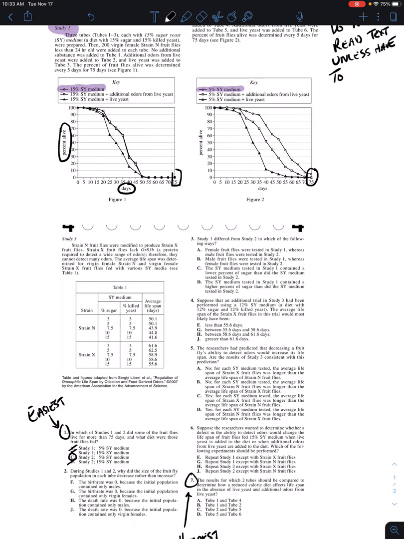So let's go to number 2. During studies 1 and 2, why did the size of the fruit fly population in each tube decrease rather than increase? F, the birth rate was 0 because the initial population contained only males. G, the birth rate was 0 because the initial population contained only virgin females. H, the death rate was 0 because the initial population contained only males. Or J, the death rate was 0 because the initial population contained only virgin females.